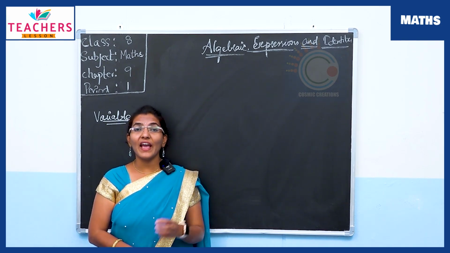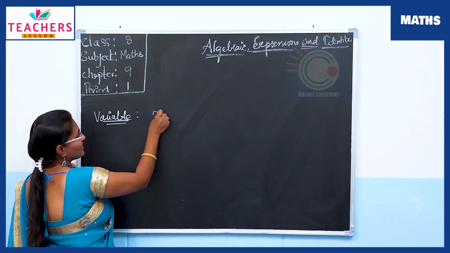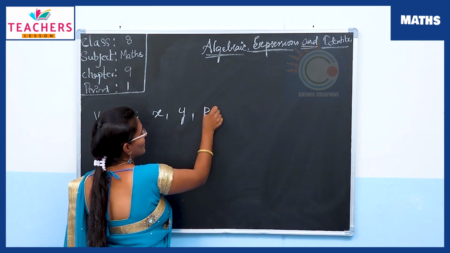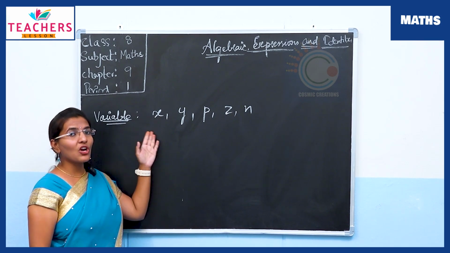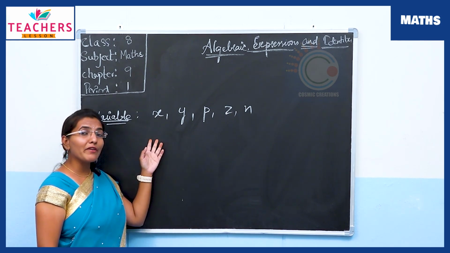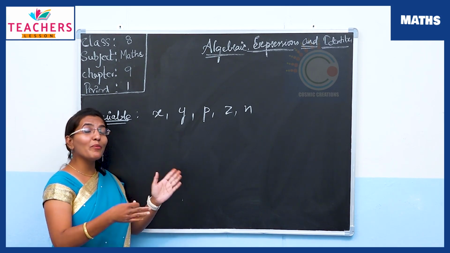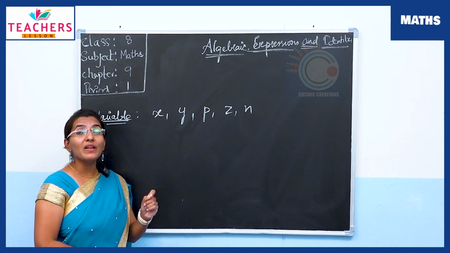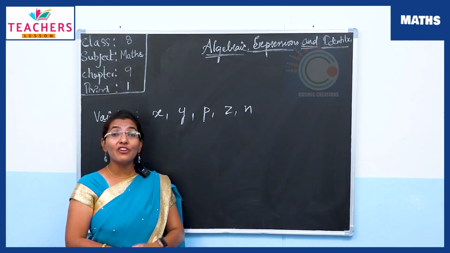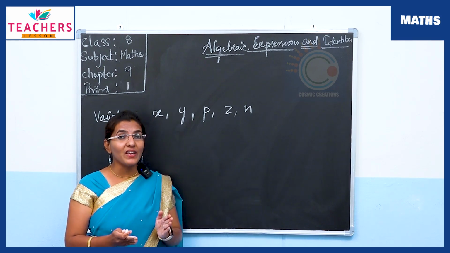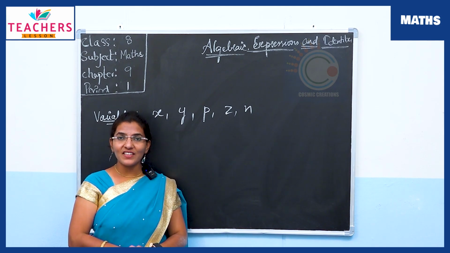Variables can be anything which is a symbol, right? So, it may be X, Y, Z, P, Z, N, anything. Yes, we call it a variable. So, can I say it is a constant or it will be varying? Yes, a variable is nothing but a symbol which is varying. That means the value will be increasing for a variable. Can I say this? Yes.